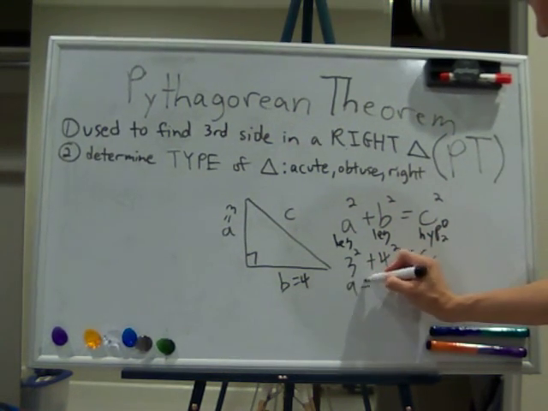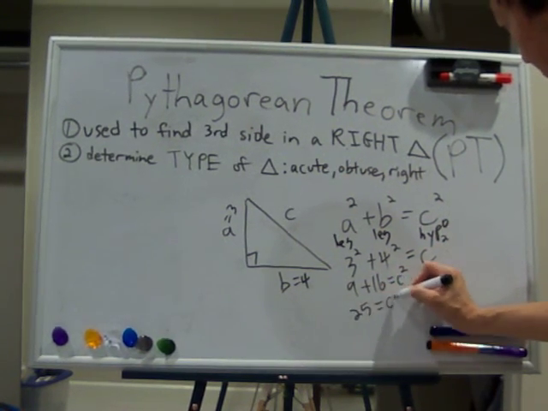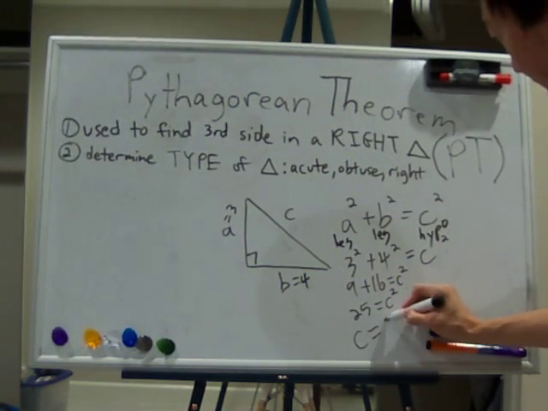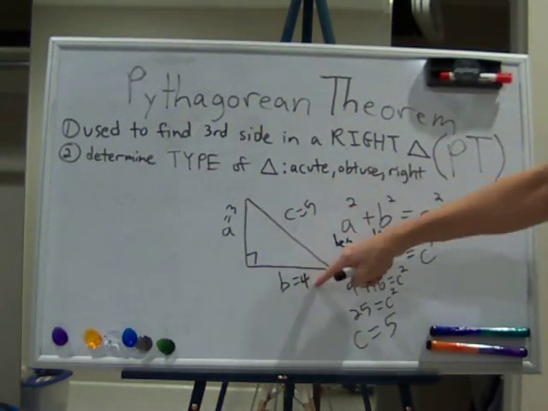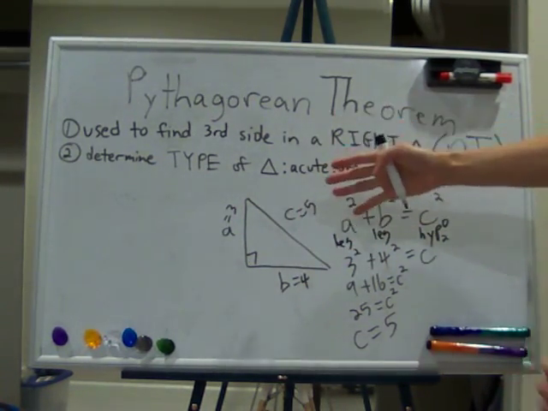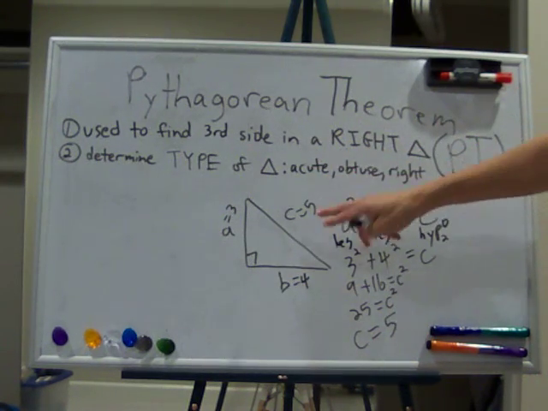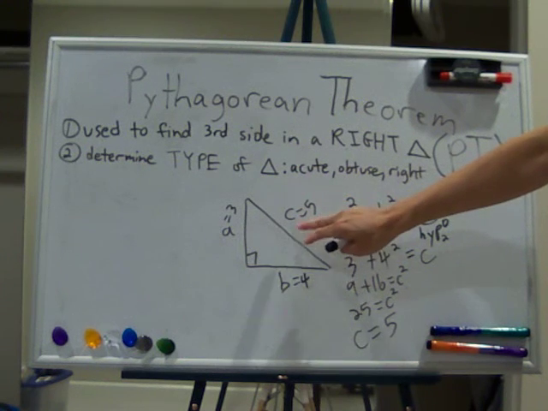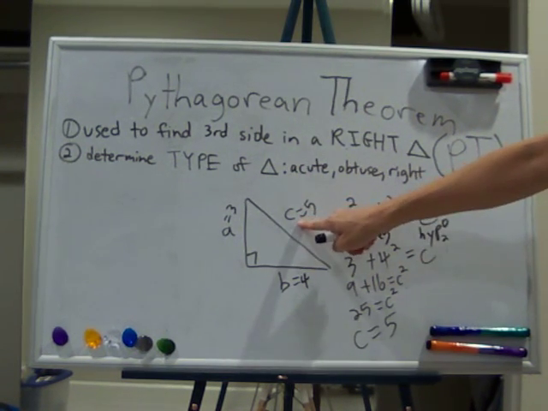So 9 plus 16 equals c squared, 25 equals c squared, c equals 5, so the hypotenuse we just figured out is 5. This is a 3, 4, 5 triangle. This also happens to be a special triple, but that's for another lesson. So there you go. We just found the third side in a right triangle. But that was pretty easy because they gave you the two legs. You're looking for the hypotenuse.